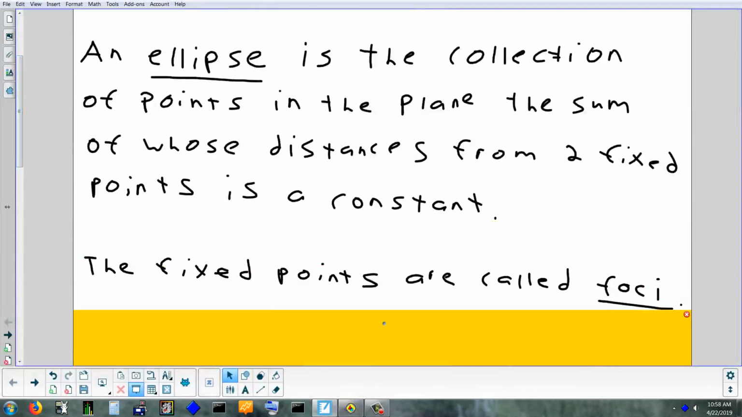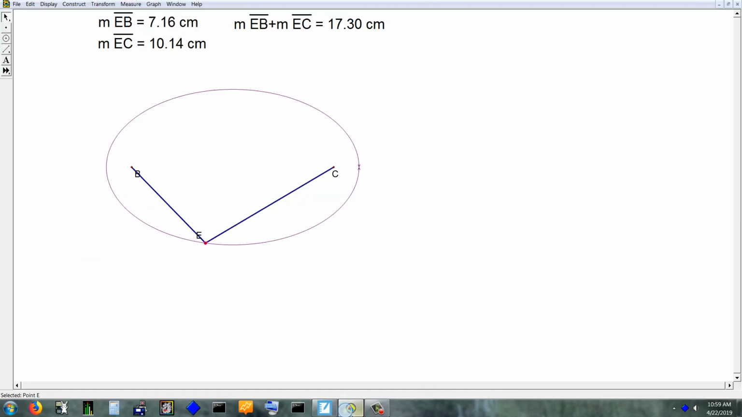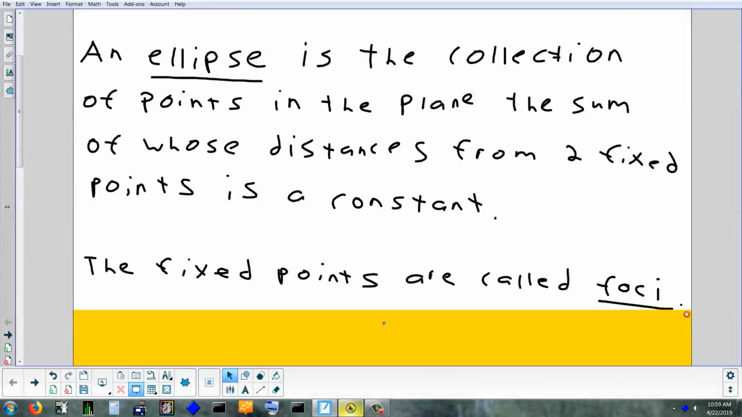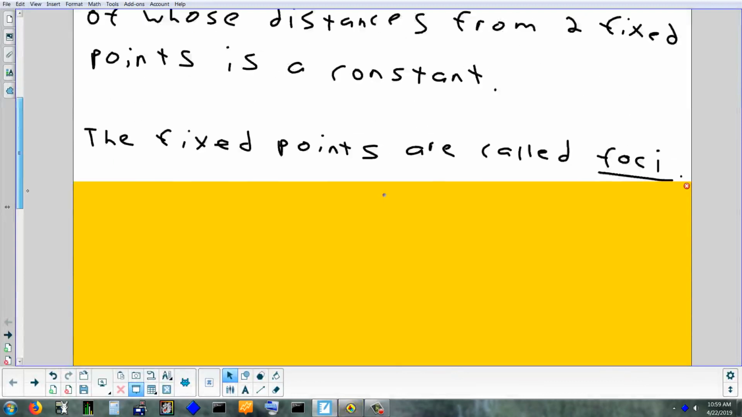So those 2 fixed points are called the foci. We saw this term before. In a parabola, we had a focus. Now we have foci. Okay, plural of focus. You don't say focuses. So those 2 points, B and C, in my picture are called the foci. When I draw an ellipse, I'll probably call them F1, F2. Focus 1, focus 2.